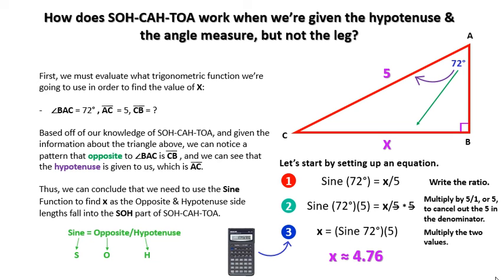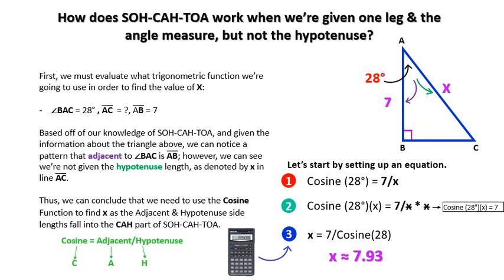So let's start out by setting up an equation. We would set up sine of 72 degrees equals x over 5. Then to isolate x, we would multiply by 5. And when we do, we'll get x equals sine of 72 degrees times 5. When we evaluate that in our calculators, we'll get x approximately equals 4.76 when we round to the hundredths place.